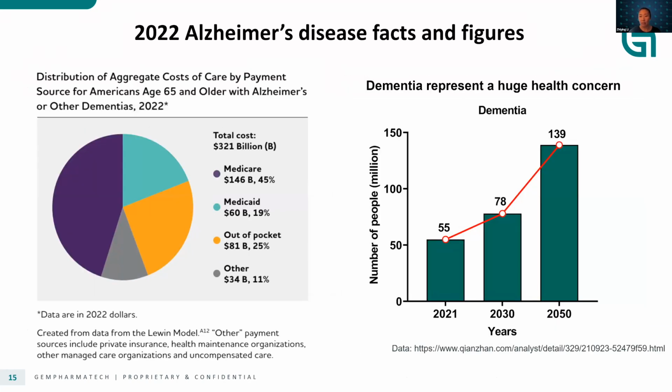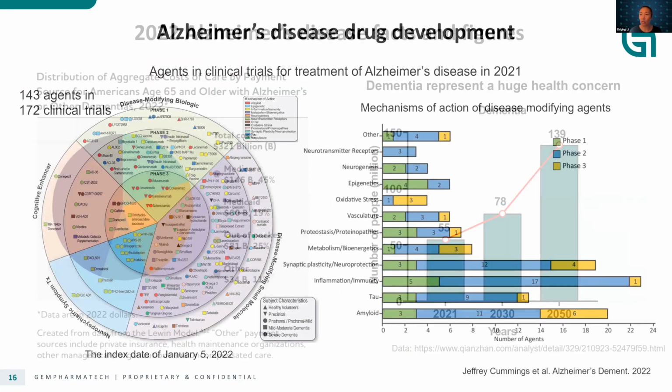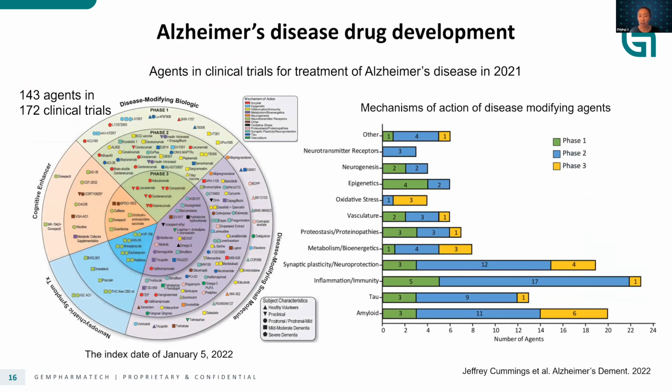Not only is the population increasing, the healthcare put into caring for patients with Alzheimer's is also increasing, and as a society we want to help patients better deal with Alzheimer's disease. There are 143 agents being tested in 172 clinical trials just in the year 2022. This shows how much effort the scientific community, as well as the healthcare industry, has been putting into developing treatment for this particular disease.